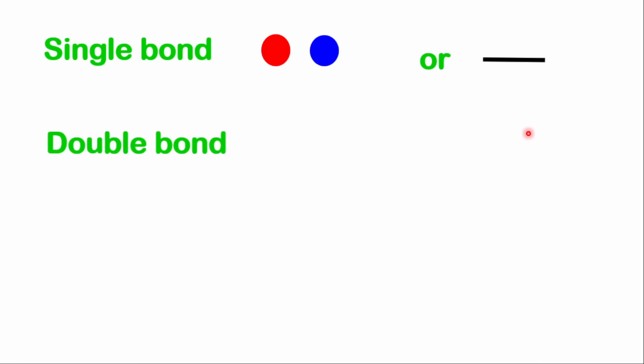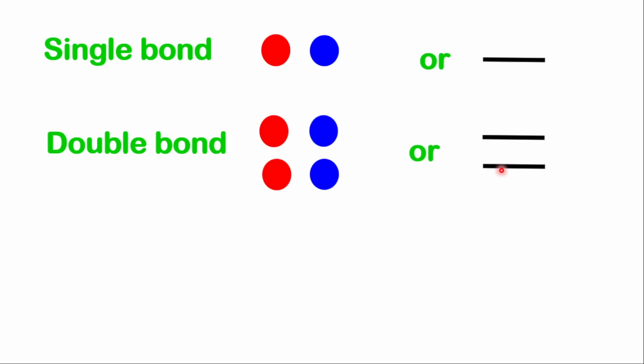Now the types of bonds that form: the single, double, and triple bond, real quick. A single bond is when you only have a pair of electrons being shared. So that is a single bond, represented by a single line. We also have a double bond, and that's when 2 electrons are shared from each element, which means a total of 4 electrons, 2 pairs of electrons. And therefore we have 2 lines representing that.